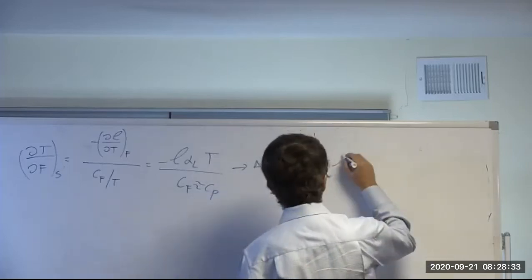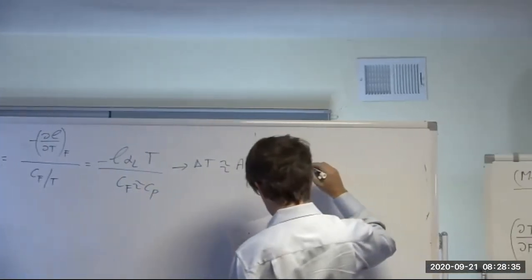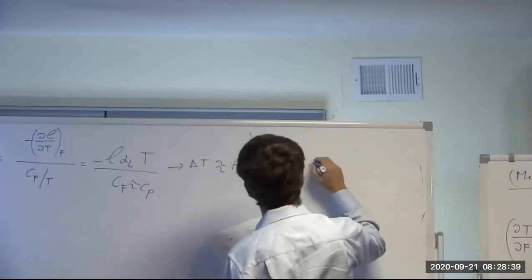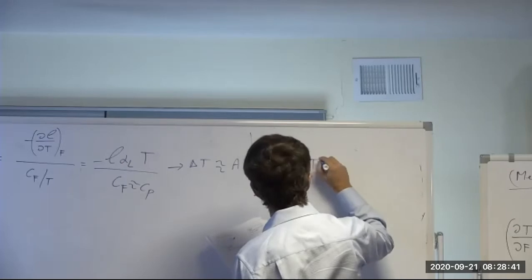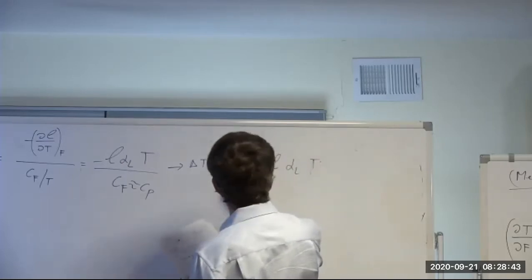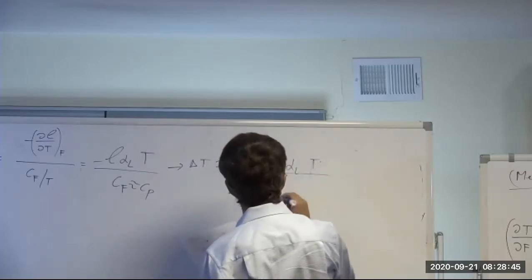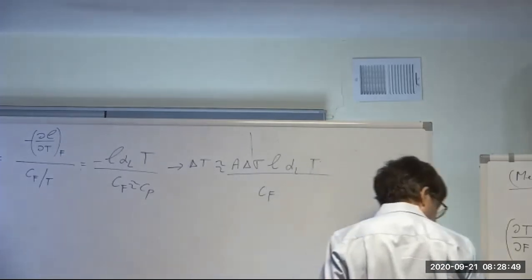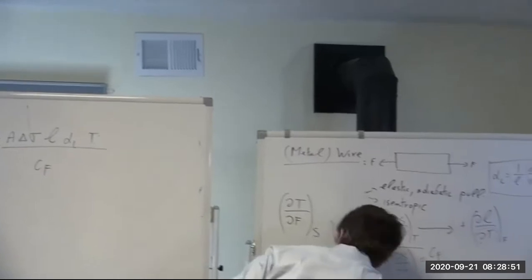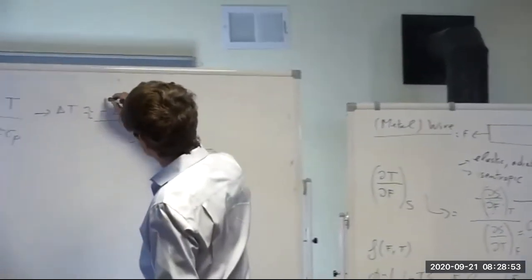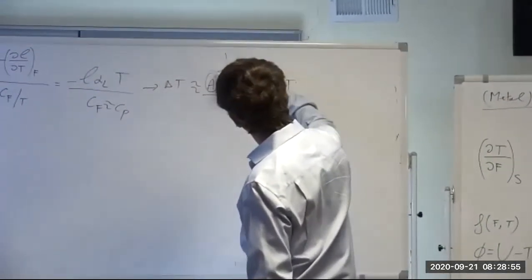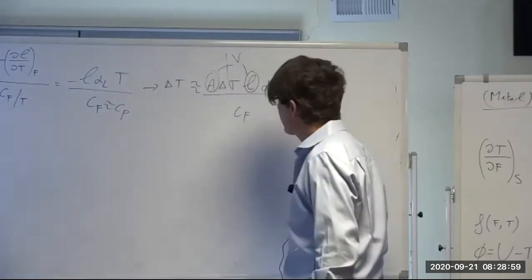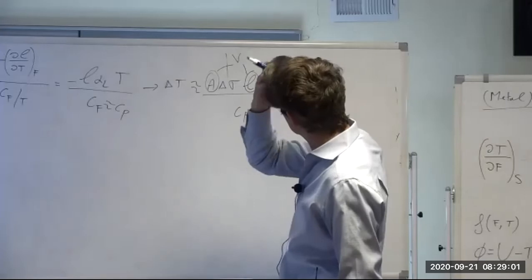And then I have L, then I have alpha L, then I have T, and I divide by CF. And something happens that very often happens, is that I get the volume to show up, right? Because I have area and L, this is the volume. It's because I went to stress here.